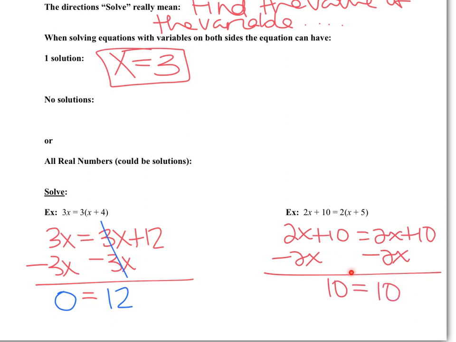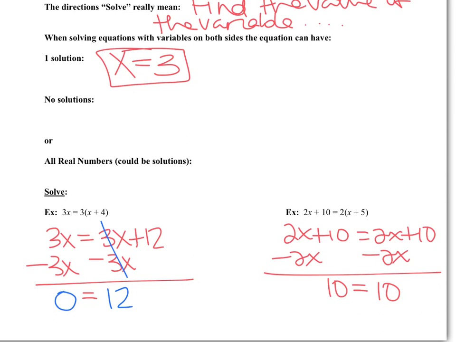So this one's a little bit different because here, 10 actually does equal 10. And over here, 0 didn't equal 12. Neither of these have a variable anymore. So this doesn't say that x can be 0 or that x can be 12. And this doesn't say that x can be 10 either. This just gives us a true statement, and this gives us a false statement.